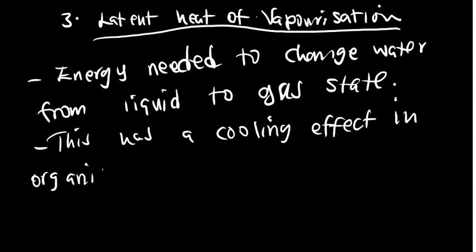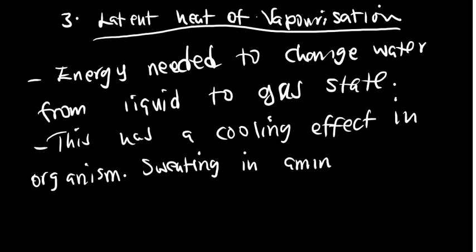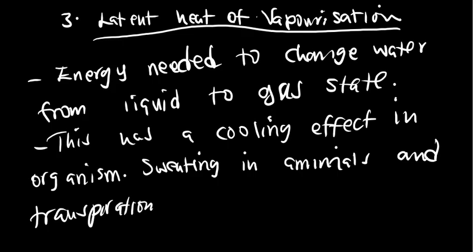So in humans we have what we call sweating. Sweating in animals and transpiration in plants. So another property of water that you have to look at is what we call density.